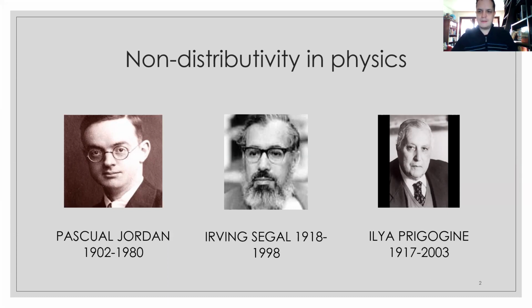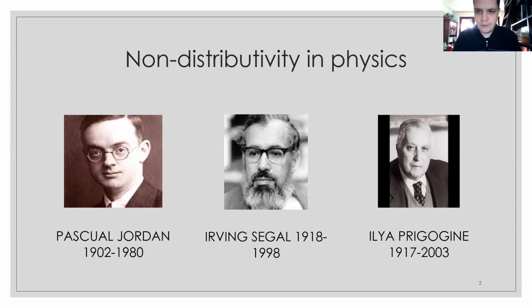And the third and most recent person trying to apply non-distributive systems to physics was Ilya Prigogine. I don't know how to pronounce it because it's Russian. I hope I do not mispronounce him. Does anybody know how to pronounce him? Unfortunately not. Okay. He was Belgian; he was born in Russia and then moved to Belgium.